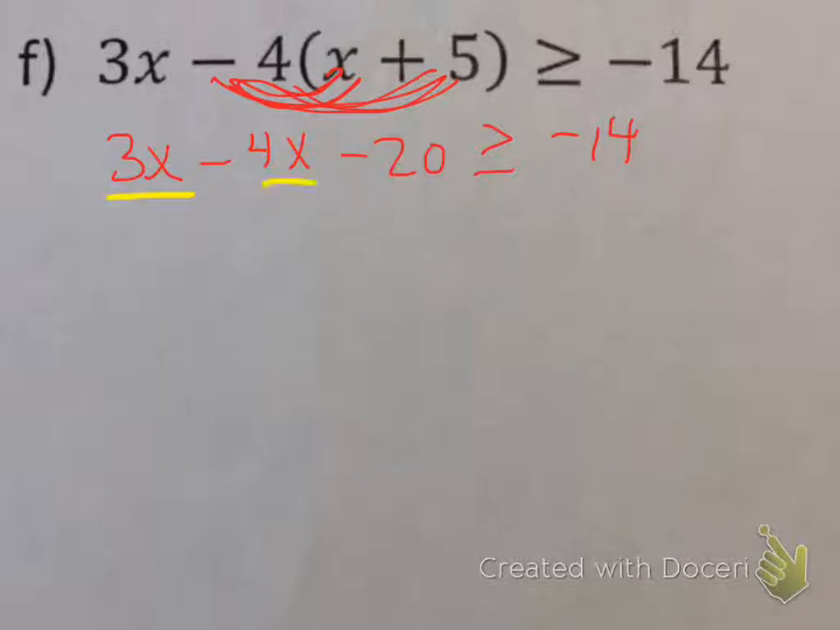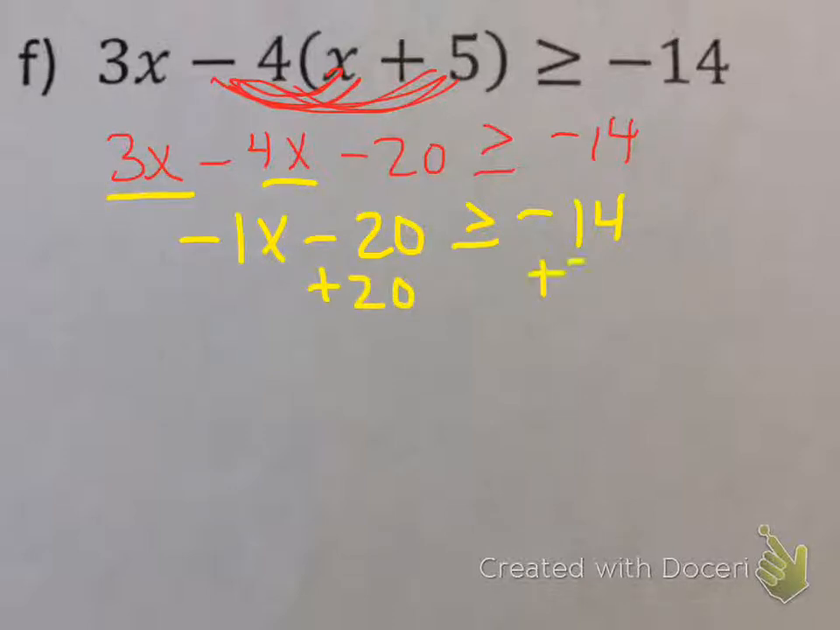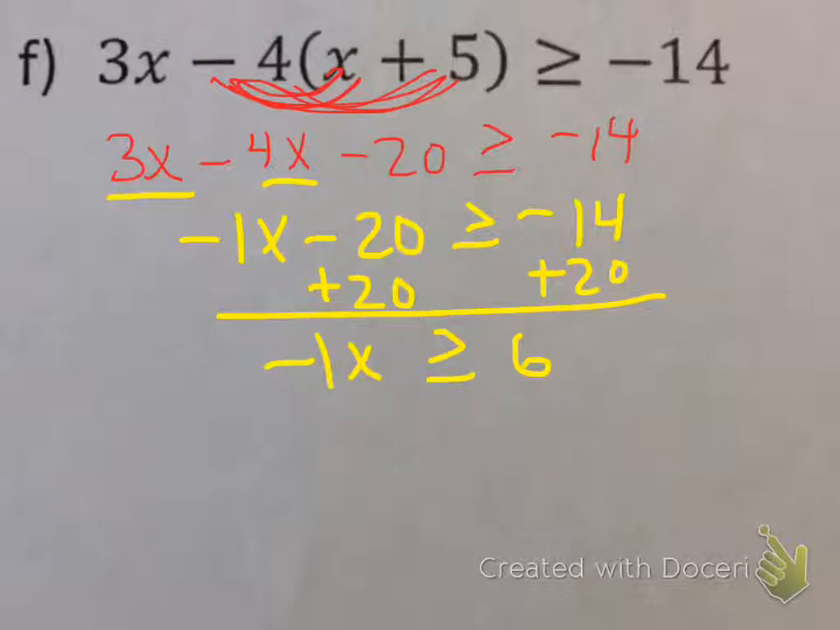So again, now we have x's on the same side together, so we're just going to combine them. 3x minus 4x is a negative 1x. So I have negative 1x minus 20 is greater than or equal to a negative 14. I need those x's by itself, so the first thing I got to get rid of is that 20. It's subtracted, so to get rid of subtract, I'm going to add it to the other side. I get a negative 1x is greater than or equal to a positive 6.